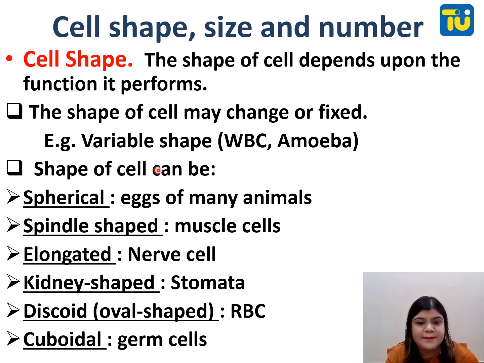Shape of cells can be spherical, like the eggs of many animals. Spindle shape like muscle cells. Elongated like nerve cell. You must have seen a nerve cell. It looks like a branched cell and it looks like a star also. Kidney shape like stomata. Discoid oval shape like RBCs, and cuboidal germ cells. Okay, so these are the shapes of the cells we are having.